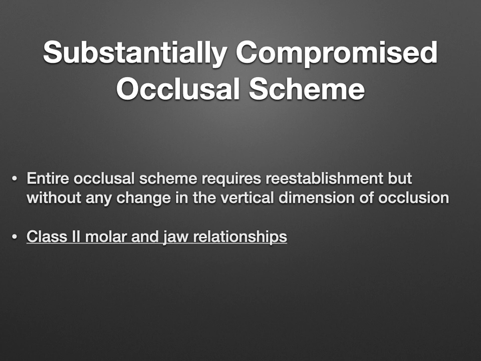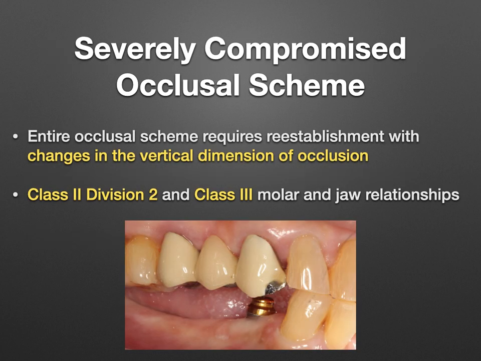However, if this involves more teeth, as you can see, the moderate one may involve just 1 or 2 teeth, but if the total arch needs to be corrected, so the entire occlusal scheme needs to be re-established, then that will be considered a substantial compromise case. Or if a patient has a class 2 molar and jaw relationship, they will also be considered a substantial compromise occlusal scheme. So what will be considered a severe compromise occlusal scheme?